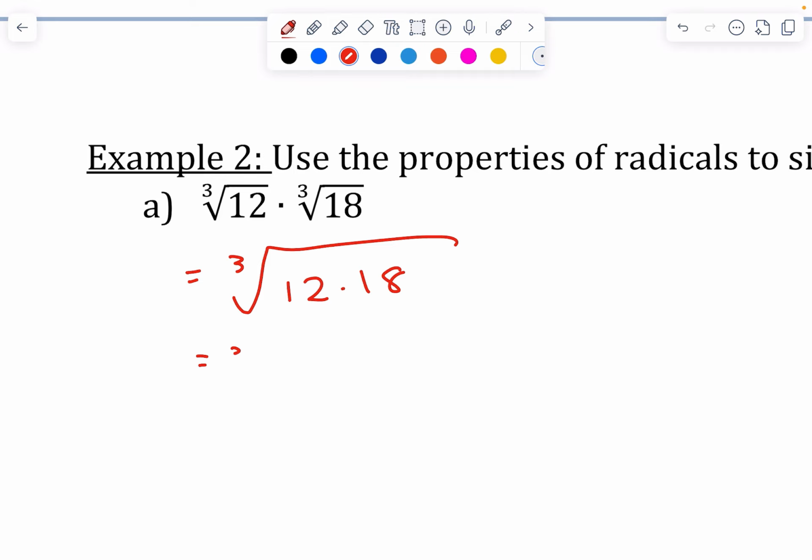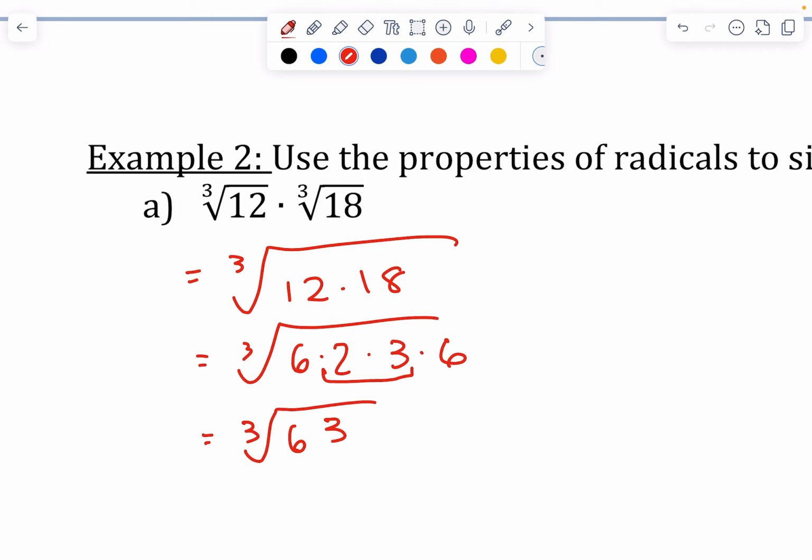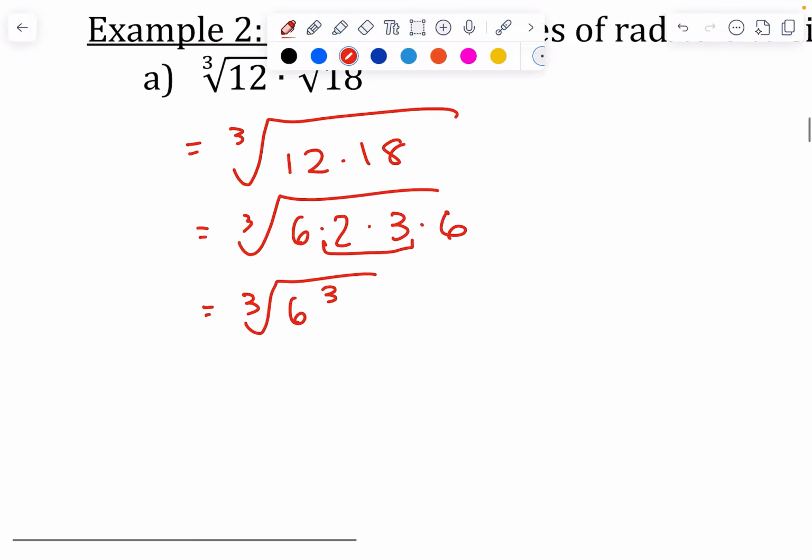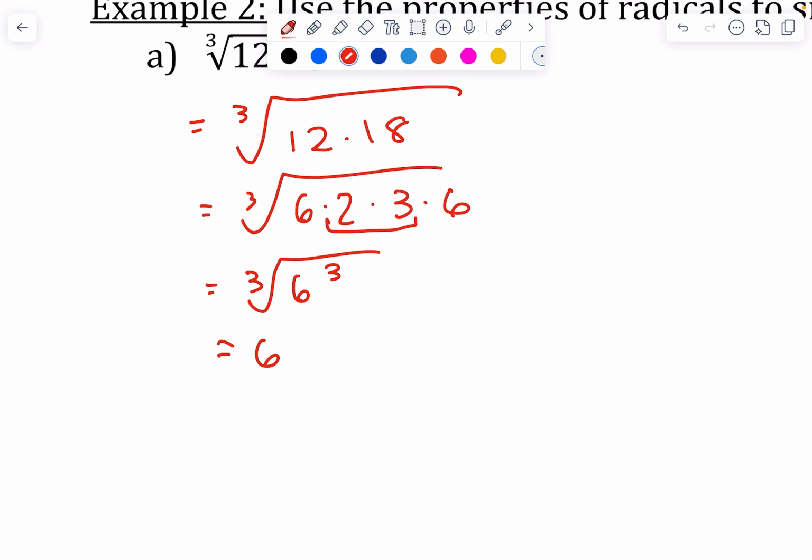So for me, what I would do is I know that 12 is 6 times 2. I know that 18 is 3 times 6. And then if I combine these, I know that's 6. So I have the cube root of 6 cubed, which is just 6, okay?